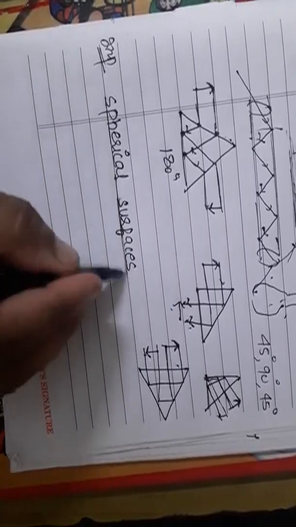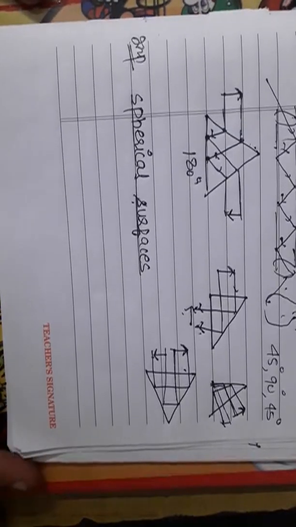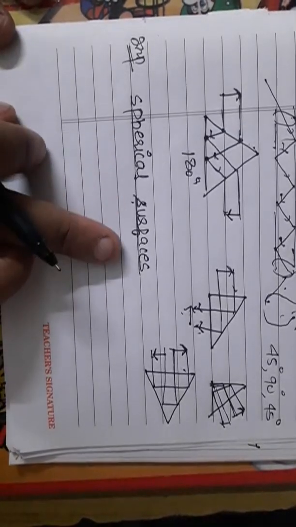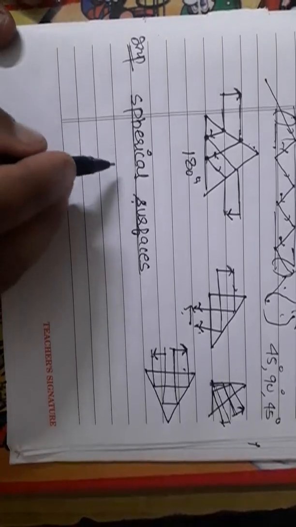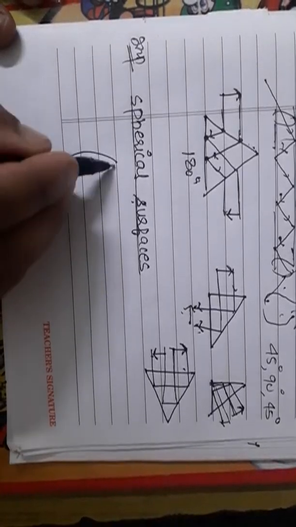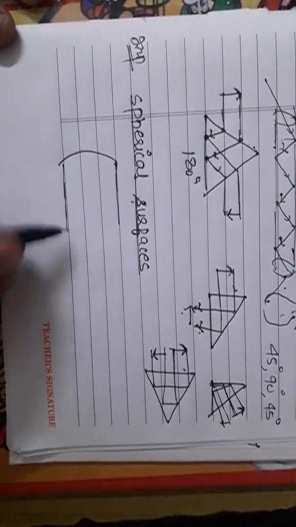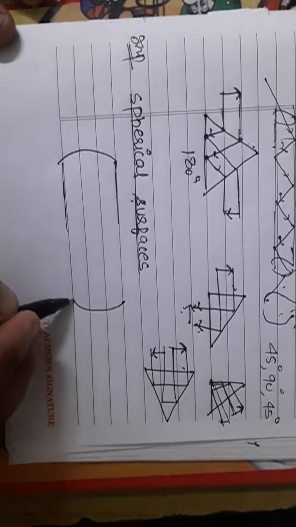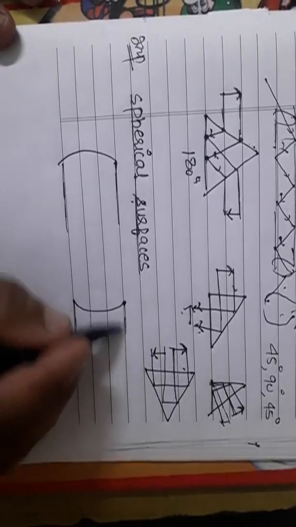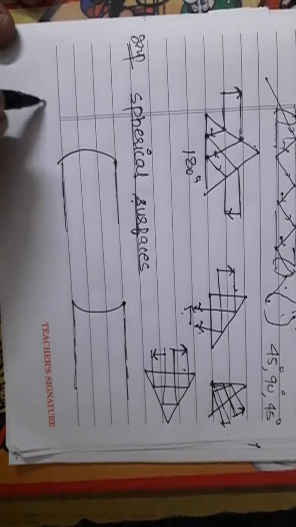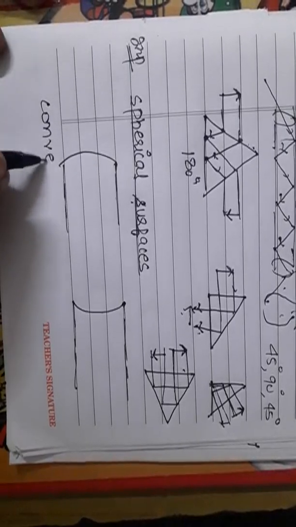Spherical surfaces, most important. Till now we discussed the mirrors, concave mirror and convex mirror. Now we are going to discuss the spherical surfaces. In spherical surfaces we have two types of spherical surfaces. This is called convex and this is called concave. This is called convex spherical surface. This is called concave spherical surface.